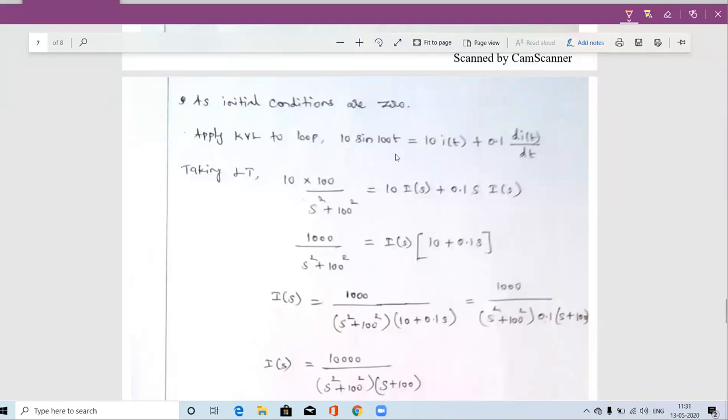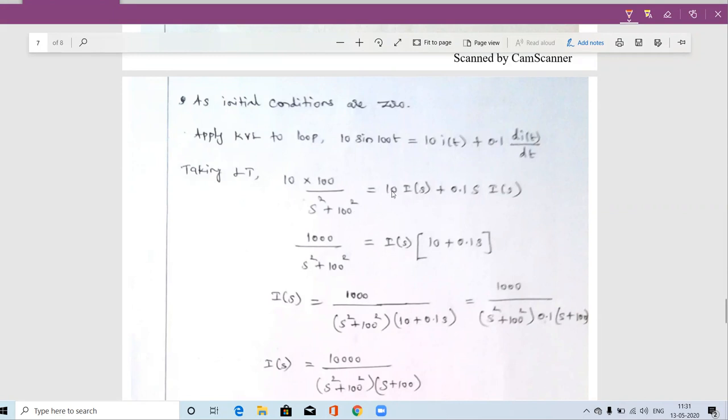But what is the Laplace transform of sine omega t? You know, it is omega by s squared plus omega squared. In the place of omega, 100 is there. This 10 you keep as it is, the constant stays as is. The Laplace transform of sine omega t is omega by s squared plus omega squared.